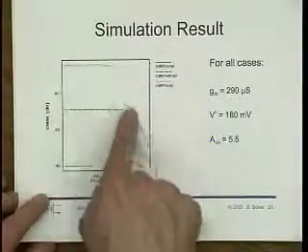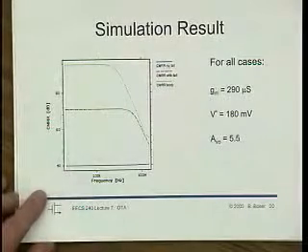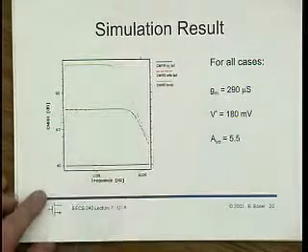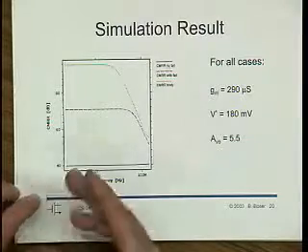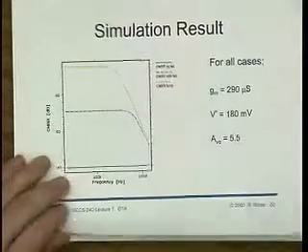Now notice also that of course we get a roll-off at higher frequency, and that roll-off is going to occur earlier, at lower frequency, for the case where the body is tied to the bulk.